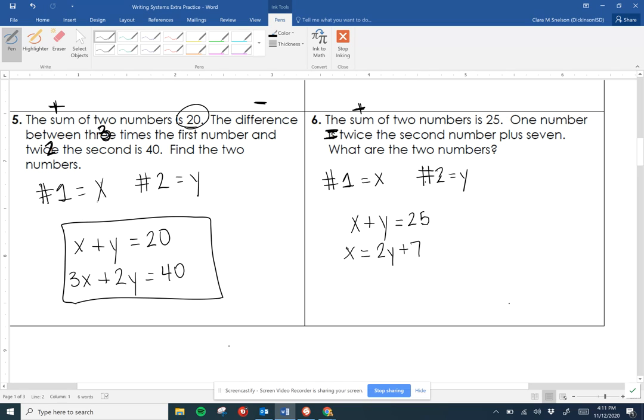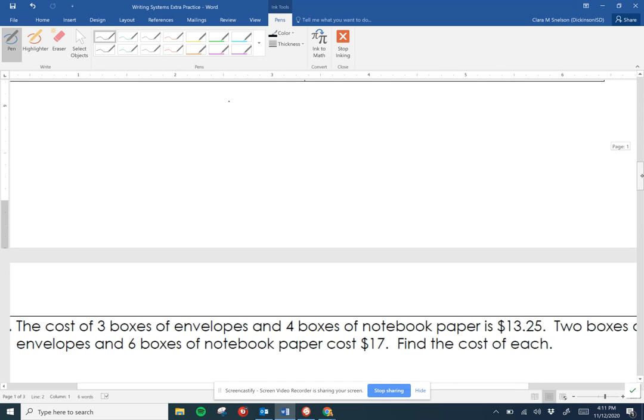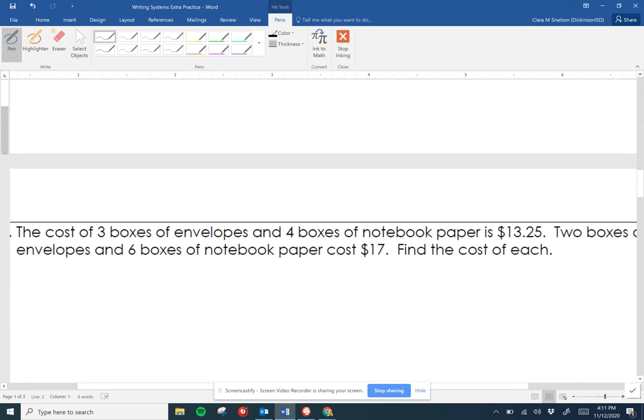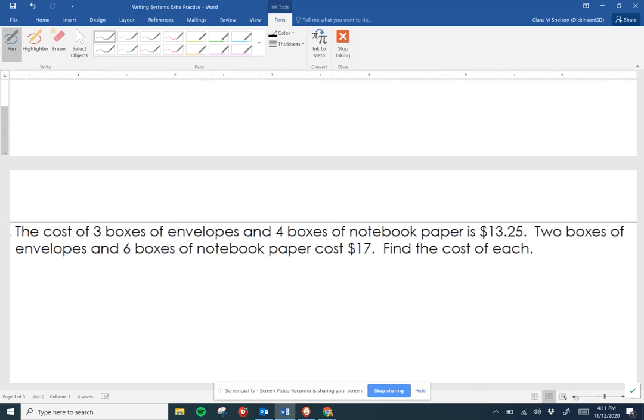Okay, so these are just kind of mathematical examples, and then let's look at some of the word problem examples. Okay, and just zoom out a little bit.